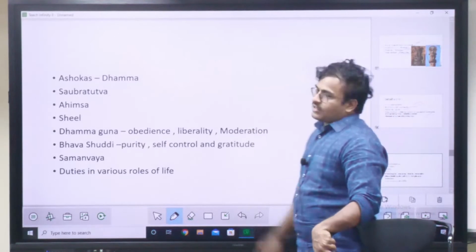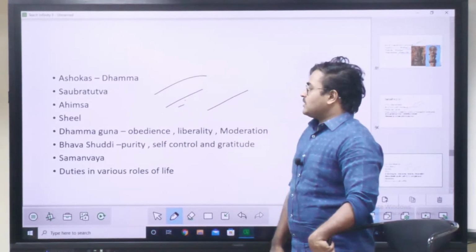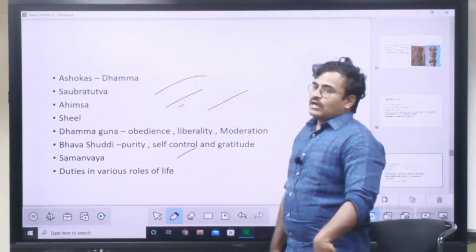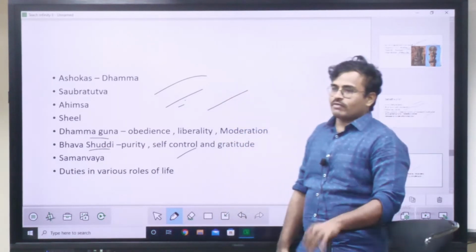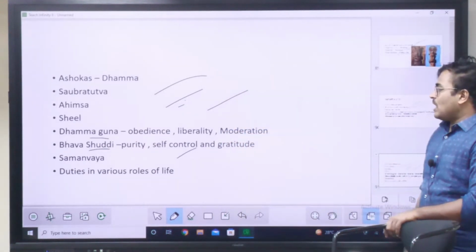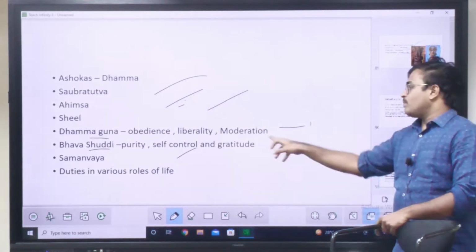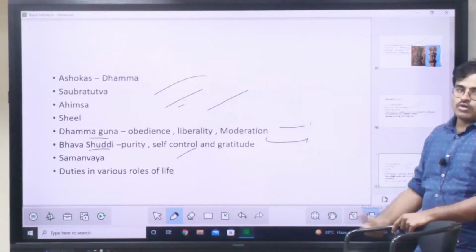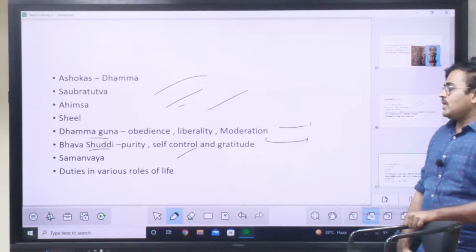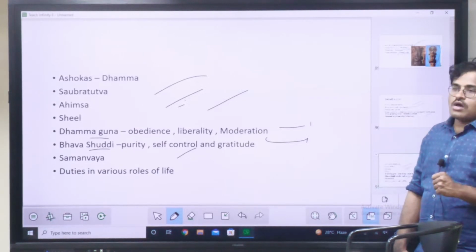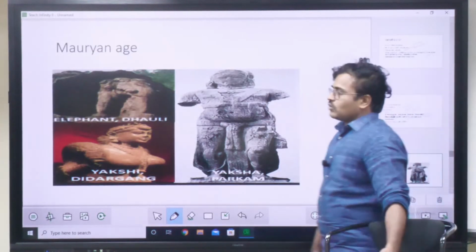Ashoka's Dhamma mainly contains the ideas of Saubhra, Tattva, Ahimsa, Shil, and Samanvaya is also one more. They mainly talk about Dhammaguna and Bhavashuddhi. Dhammaguna are the ethical principles that a person has to follow. Bhavashuddhi is purity in thought, and Dhammaguna is purity in action. That is the meaning of both of them. So these are the Ashokan pillars for us.